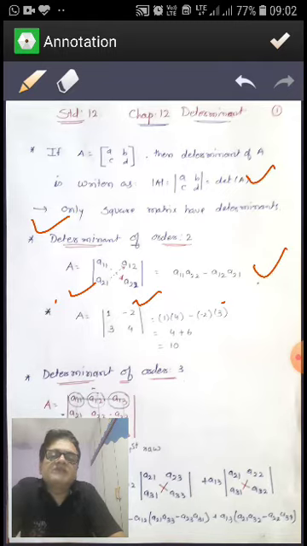Suppose A is [1, -2; 3, 4], then multiplication of 1 and 4, and multiplication of minus 2 and 3. So 4 plus 6, it is 10. So this is the value of the determinant.